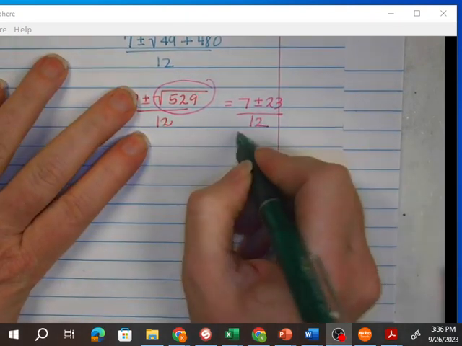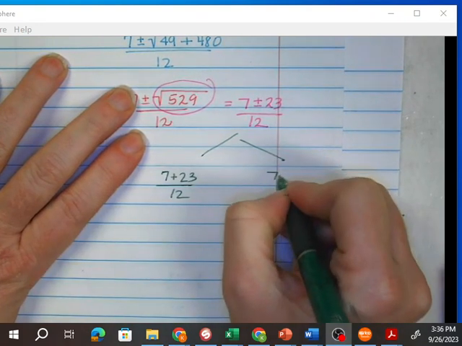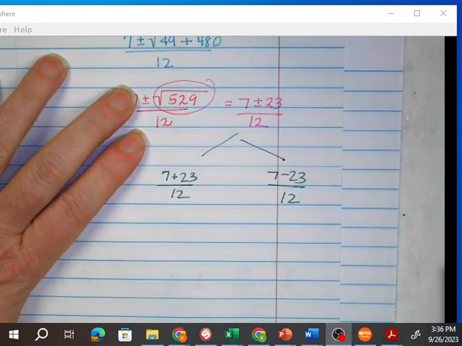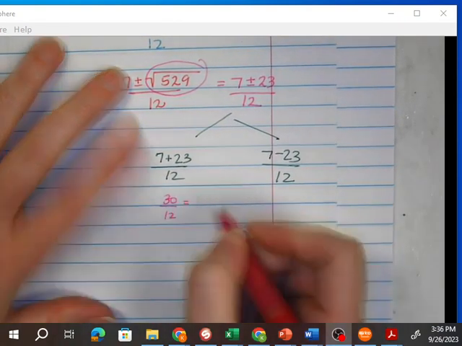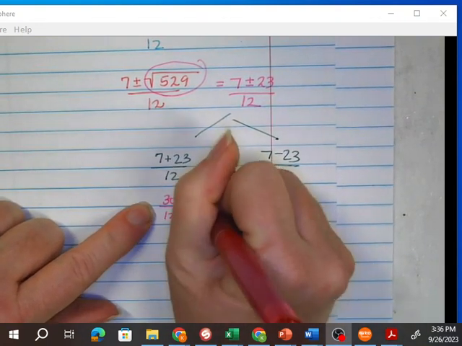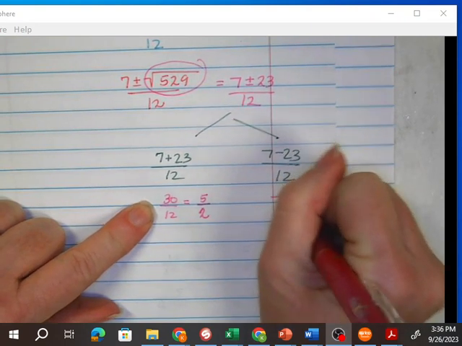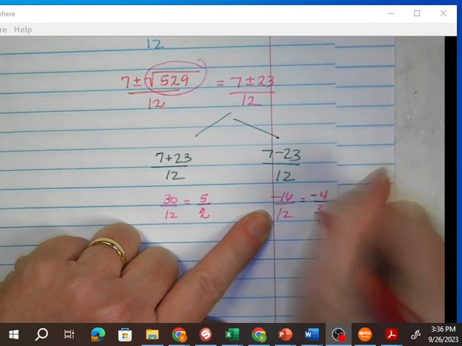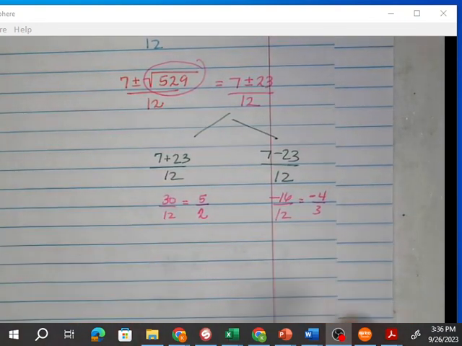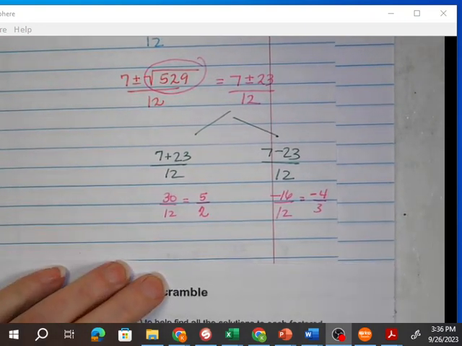This is actually two separate problems. It'd be 7 plus 23 over 12 and 7 minus 23 over 12. That's 30 over 12, which simplifies. 6 goes into both of those, so it simplifies to 5 halves. And 7 minus 23 is negative 16 over 12. 4 goes into both of those, so it's negative 4/3. All right, so those are my other two solutions. So remember, we said we should have 3 solutions. So I should have x equals 5 halves and x equals negative 4/3.